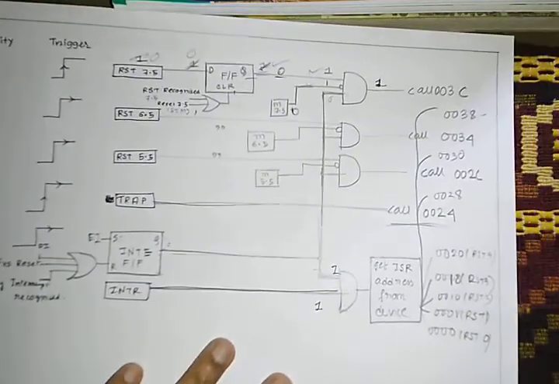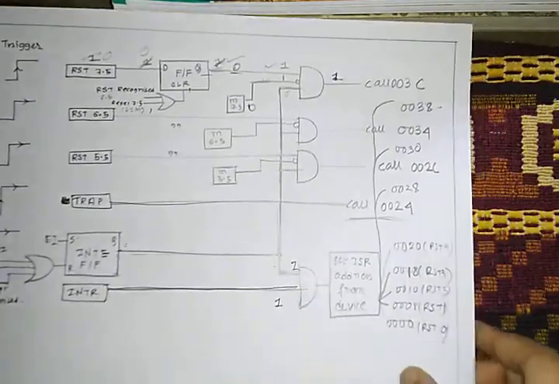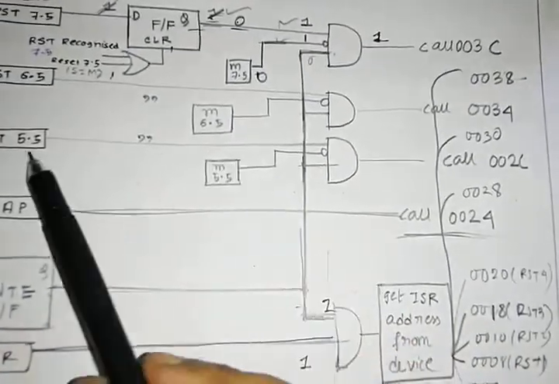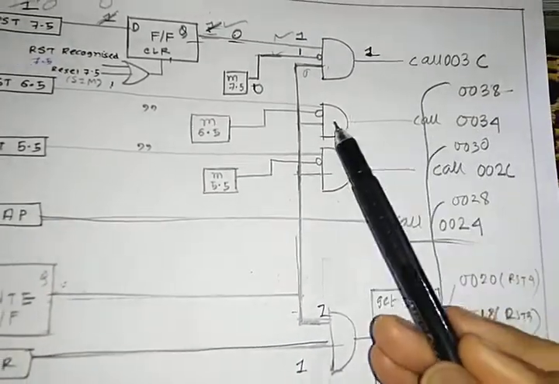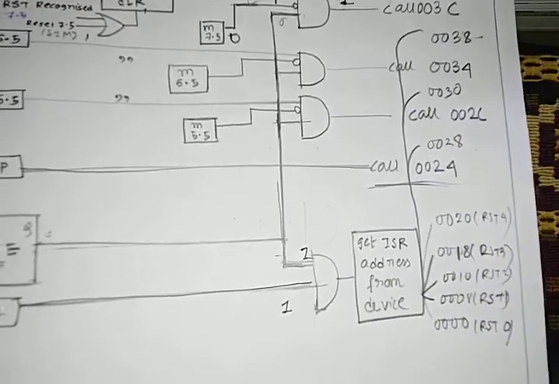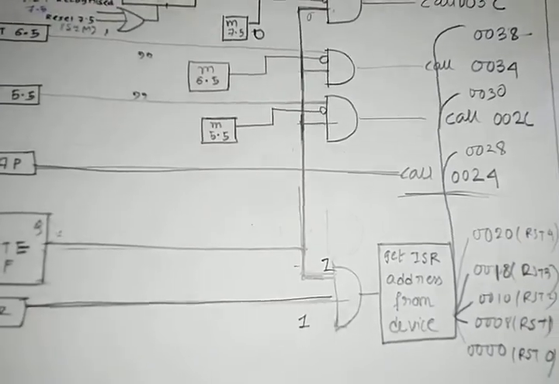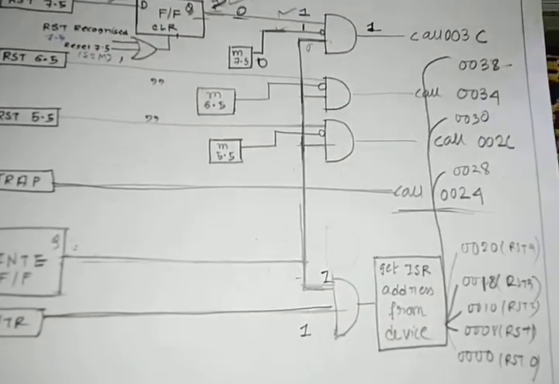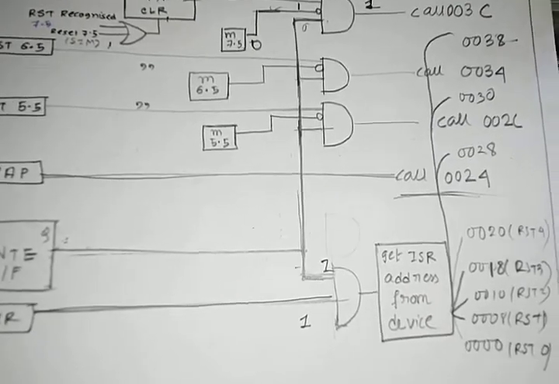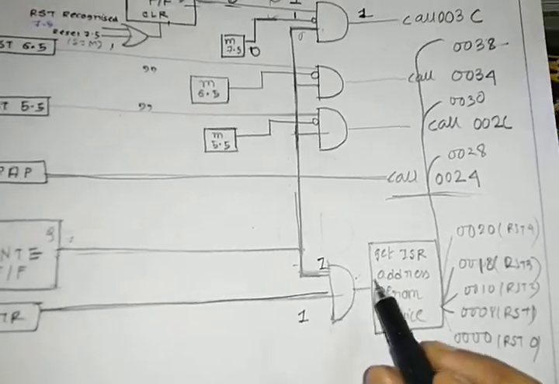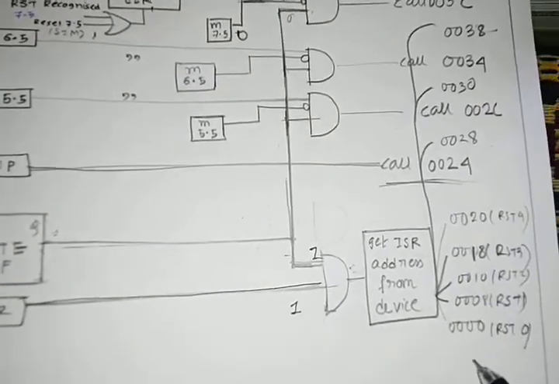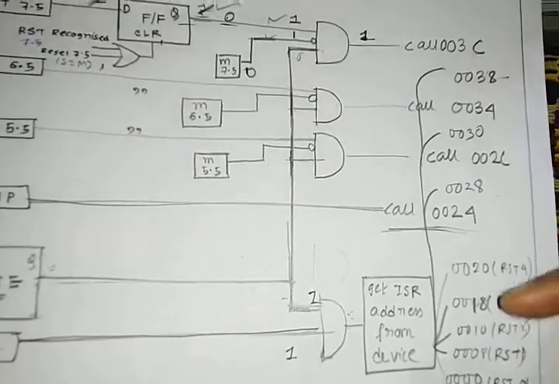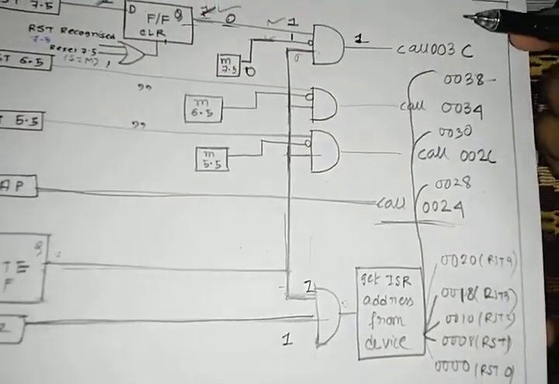And the last part is the addresses. Okay, so for trap this is the address, for RST 7.5 this is the address, 6.5, 7.5, and in case of INTR, the device has to specify in which address you want to go, in which port you are plugging in. So when this goes 1, get the ISR address from your device. And now what are the addresses? It could be any of the software interrupts also, from RST 0 to RST 7. So just to keep this in order, I have written this.